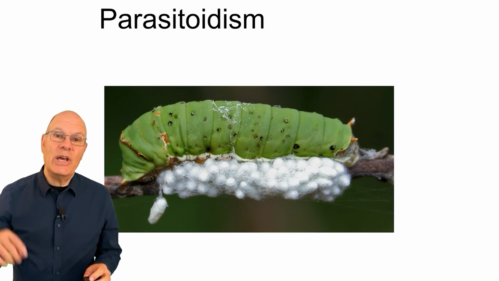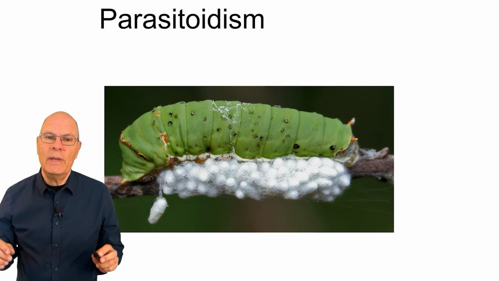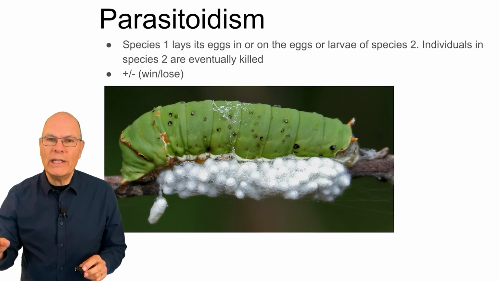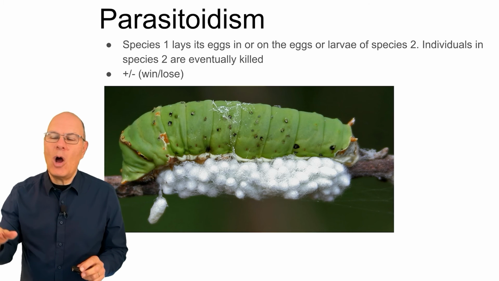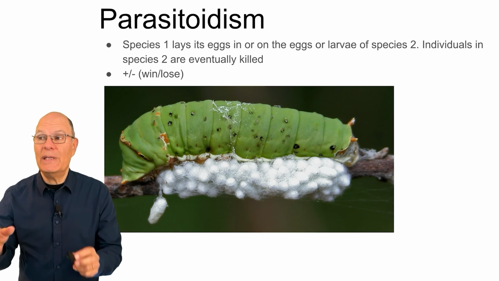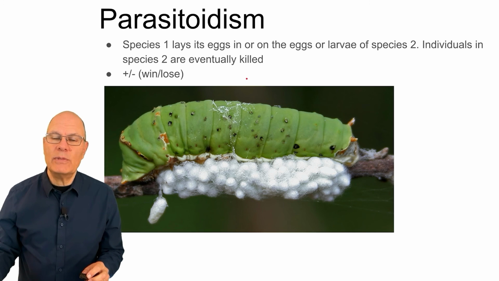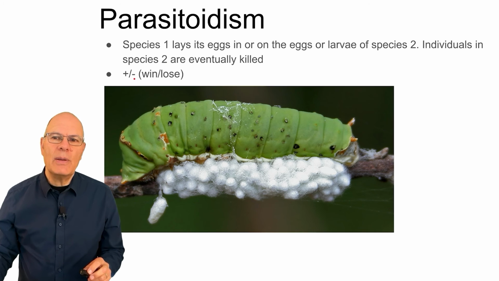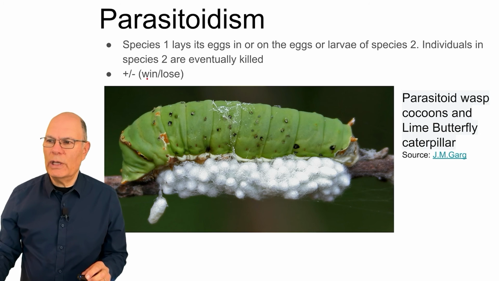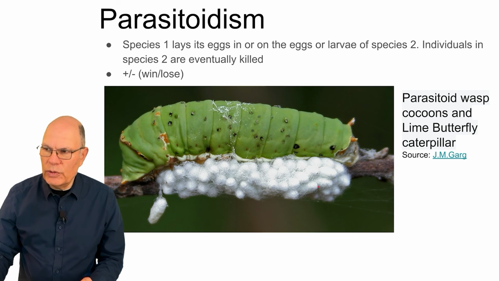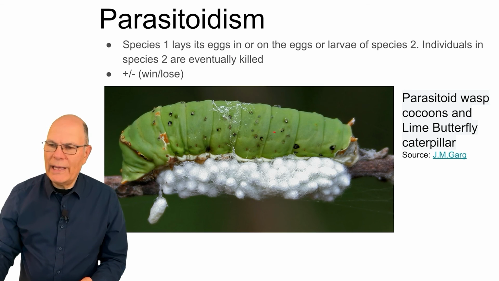Parasitoidism is yet another variation on parasitism. It's mostly limited to insects, and it's where species 1 lays its eggs in or on the eggs or larvae of species 2. Individuals in species 2 are eventually killed, and that can take quite some time. This is a plus-minus relationship, a win-lose relationship. And here we have parasitoid wasp cocoons and a lime butterfly caterpillar.